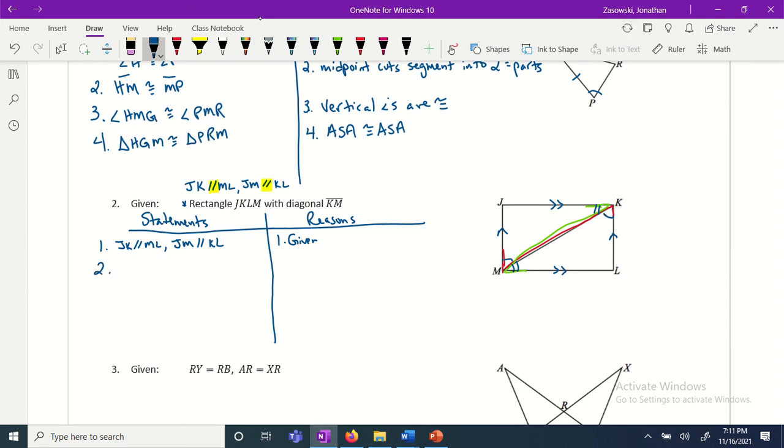So for step 2, we're going to say that angle JKM is congruent to angle LMK. And we're also going to have, right, the other angle, which is JMK, is congruent to angle LKM.